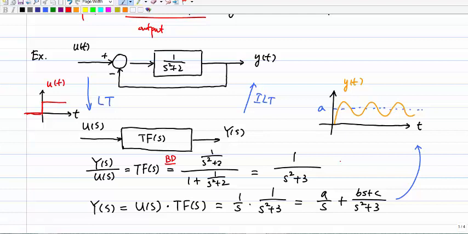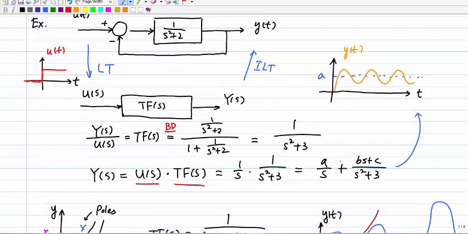Once I have the transfer function, since I already gave the input, which is U(s) for a unit step input, the output is U(s) times the transfer function, giving Y(s) in the s domain. That is 1 over s times 1 over s squared plus 3. Using partial fraction expansion, this can be written as A divided by s plus (Bs plus C) divided by s squared plus 3.